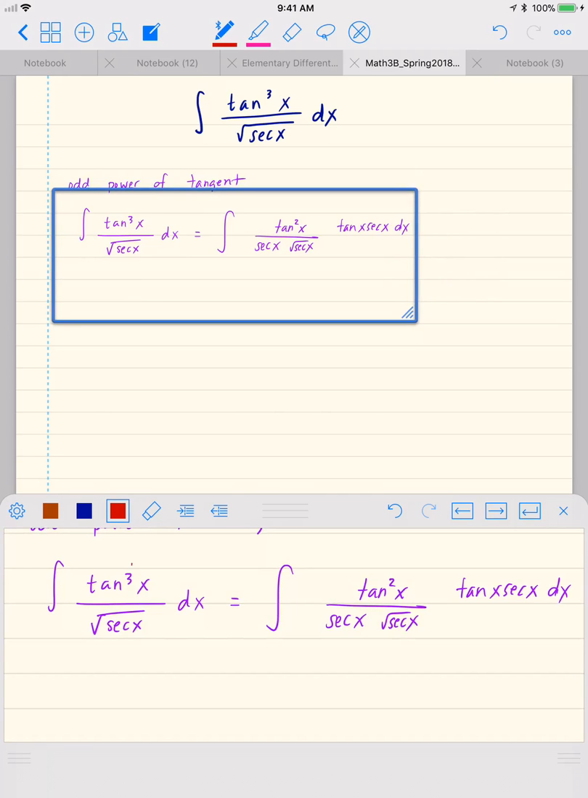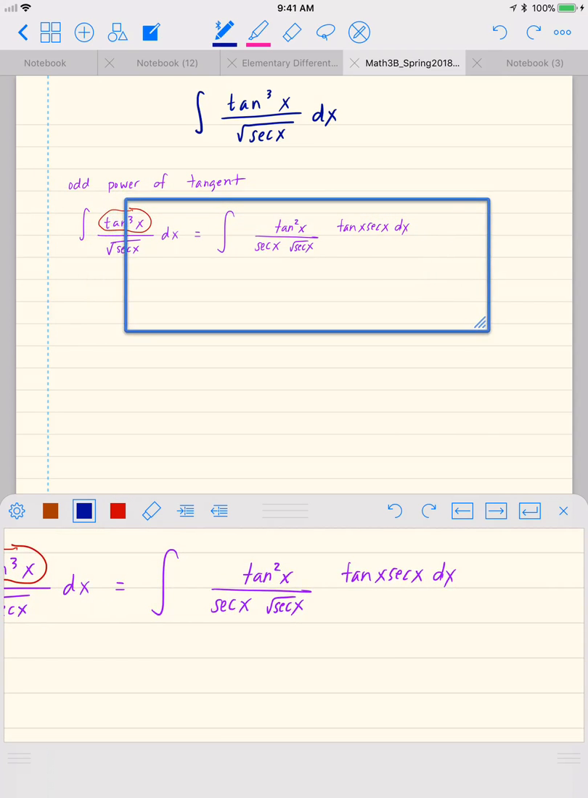So why do we have tangent cubed? We've got the tangent squared and the tangent. So that's tangent cubed. And then if you notice, the secant x and the secant x down here will cancel out, and we'll have a dx and a square root of secant x. So I'm pulling off a factor of tangent and secant, coupling it with my dx, because my next step is going to be to rewrite this as the integral.